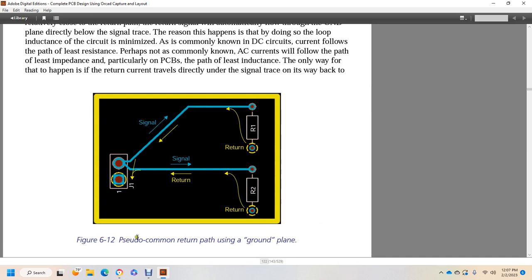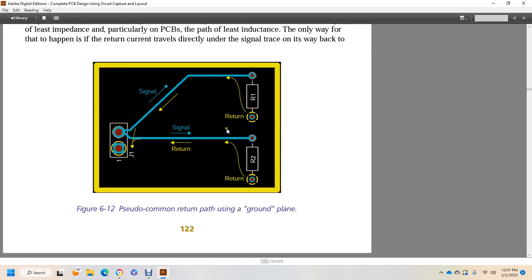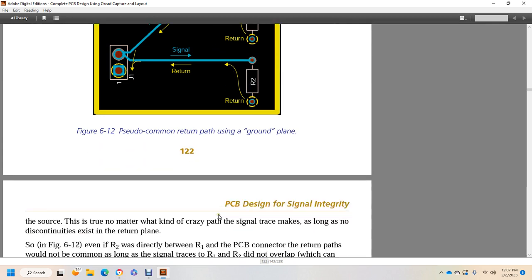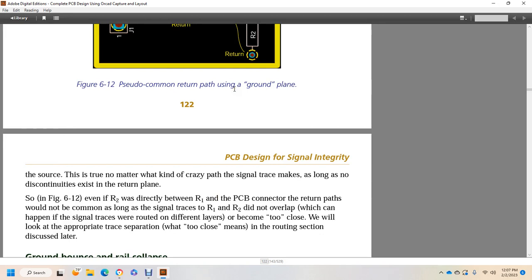So figure 6.12 shows a pseudo common return path of the ground plane. We have a junction 1 that has a signal with a resistor return 1, signal to resistor 1, and signal to resistor 2, that both have their own return back to the jumper. The source, no matter what kind of crazy signal trace it makes, as long as the node discontinuity exists in the return path plane.